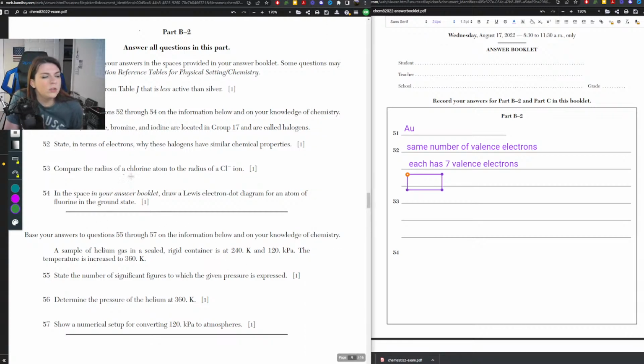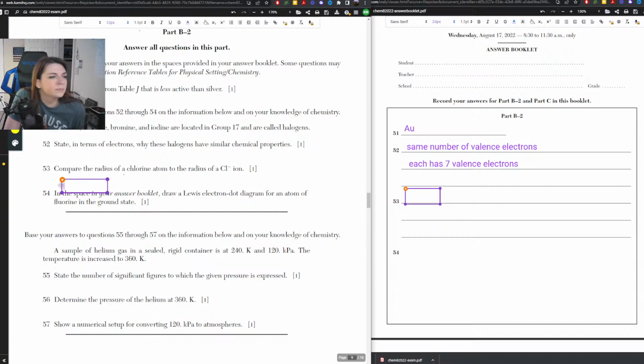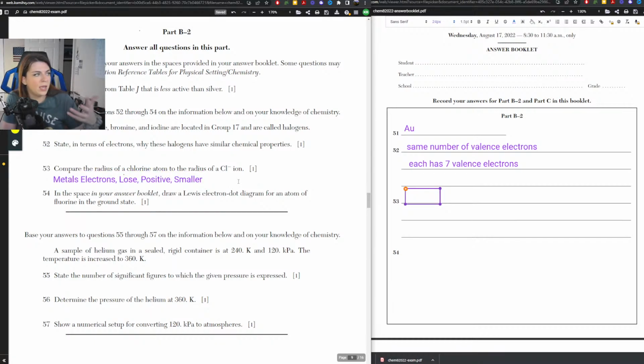Okay, next says compare the radius of a chlorine atom to the radius of a Cl- ion. Okay, so this is the opposite of MELPS. MELPS stands for metals, electrons lose positive and smaller. When metals lose electrons, they become positive ions, which are smaller than the atoms from which they came. That's MELPS. MELPS helps. Nonmetals do the opposite.